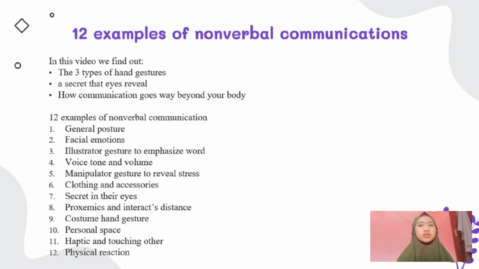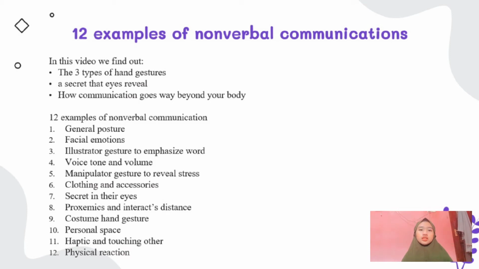8 is proxemics and interaction distance. The difference in interaction distance can reveal what kind of relationship they have. If you see two people talking and they don't have a problem sharing personal space, then you know they feel comfortable. This can be seen not only in couples but also in groups.